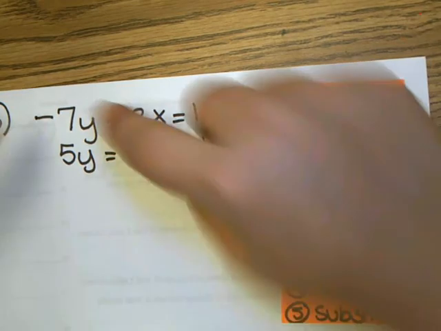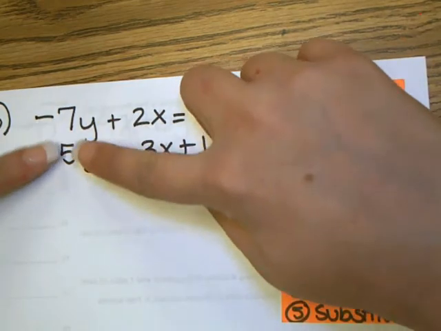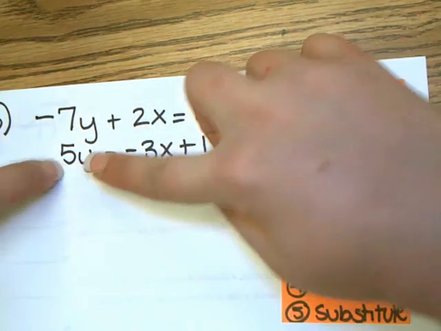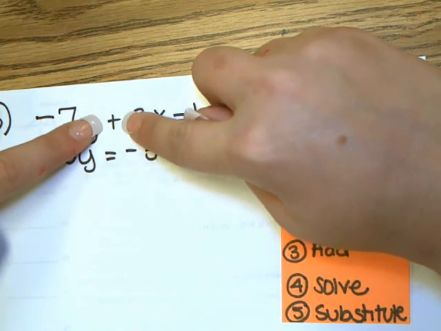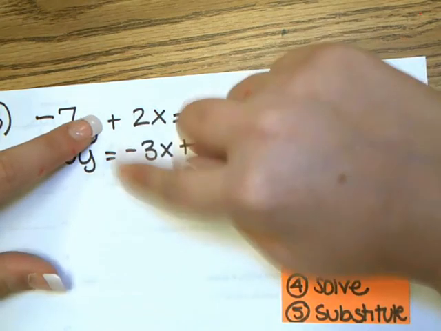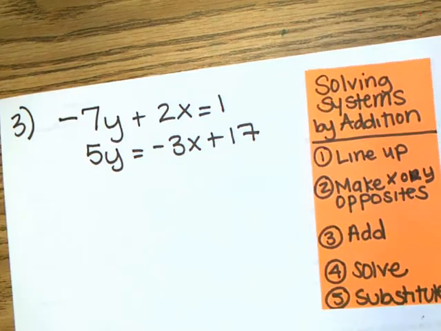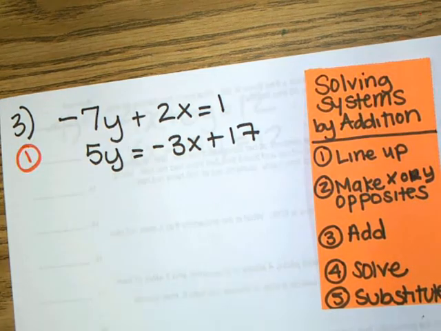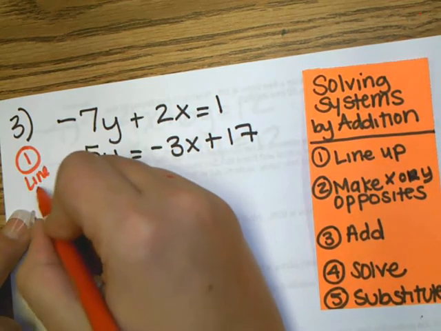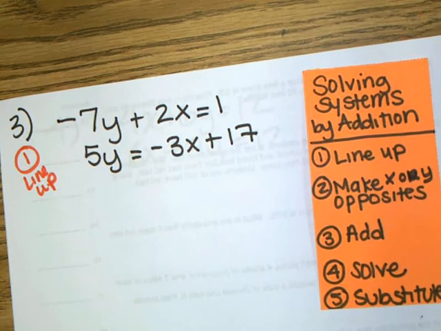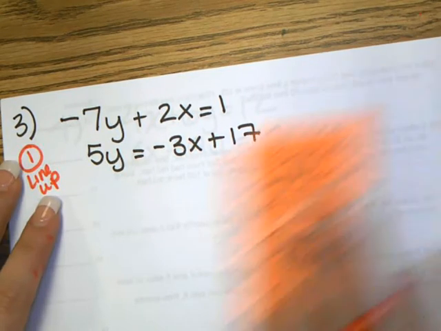Okay, let's take a look at this next example. Let's get our steps out here. So the first step is to make sure everything's lined up. So the y term is lined up with the y term, but then I have an equal sign here, and I don't have an equal sign here. So these equations are not lined up. So step 1 is I need to make them line up.